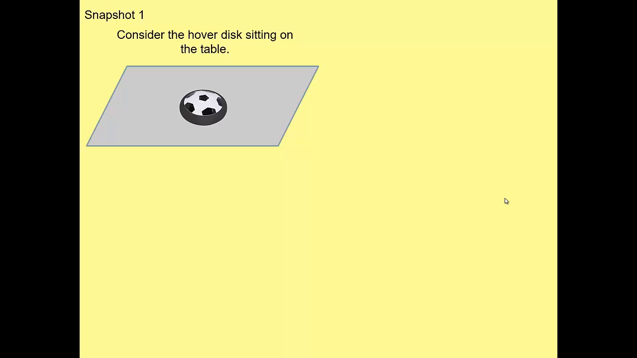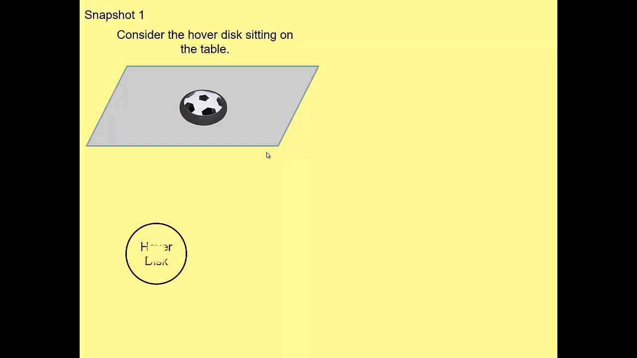So our first example is pretty straightforward, at least in terms of the motion. The hover disk is just sitting on a table. It's not turned on, right? It's just sitting there. So I want you to take a mental picture of that hover disk. We're going to do this in each example, okay? Are you ready? Ready for your mental picture? There we go, right? You took a little mental picture.